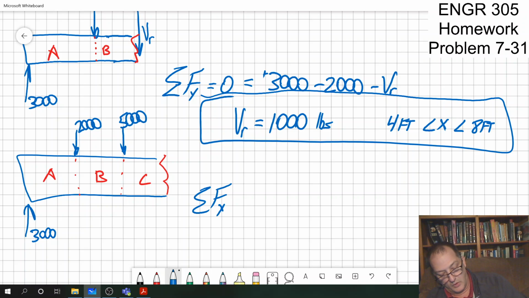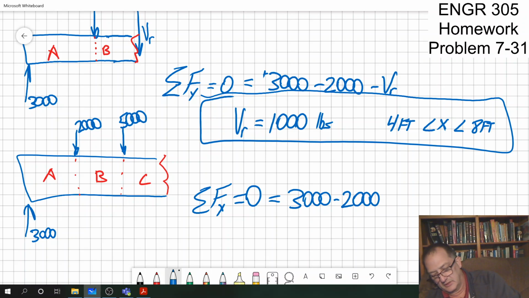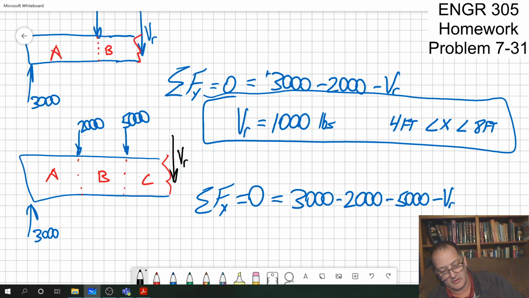Sum of the forces in the y direction equal to 0 are equal to 3,000 minus 2,000. Oh, minus, it's not plus, minus 5,000 minus VR, because I always draw it right. VR always drawn on like that. That's always my VR. So this gives me a minus 4,000 minus VR equal to 0. VR is equal to minus 4,000.